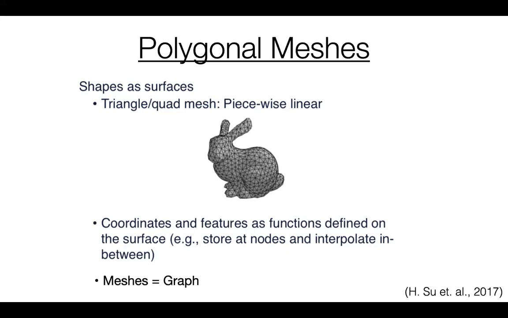And in that sense, the data that we are analyzing is data that lies on the surface. And we are going to associate the value of this data, like colors and things like that, to the vertices of the mesh. But then we can interpolate those attributes across the elements, across the triangles or the quadrilaterals. And then, coordinates and features are functions that are intrinsic. They are defined on the surface. And we store those values at the nodes, at the vertices, and we interpolate them.